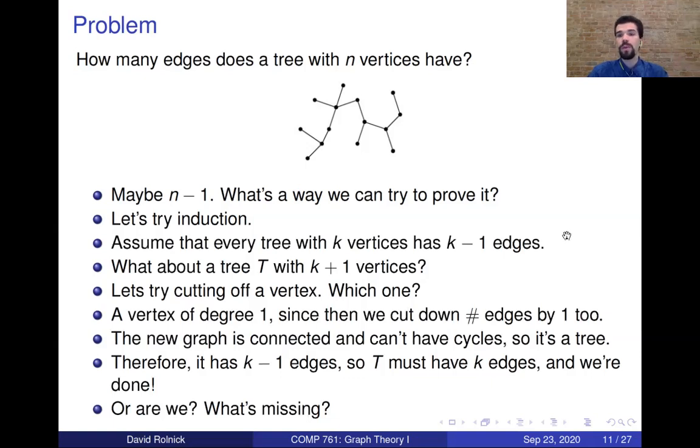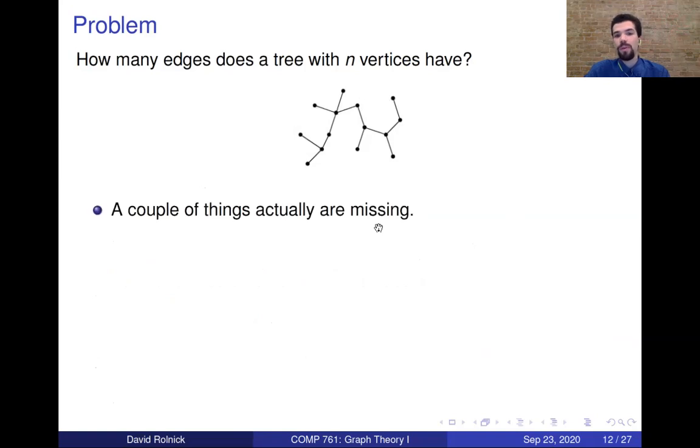And correct, if we just tried going the other way, adding a vertex to a smaller tree, we wouldn't necessarily get all of the trees with k+1 vertices. We would actually, but it's not immediately clear that we would. We'd have to prove that. Okay, so there are two issues actually. A couple of things are missing.